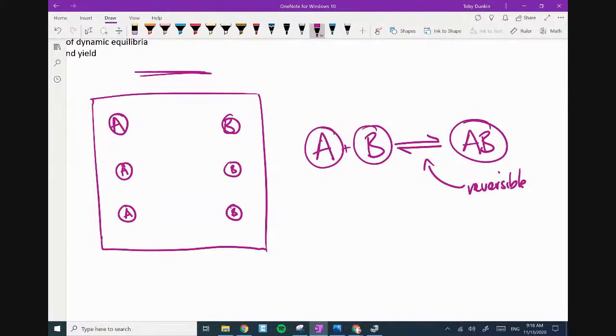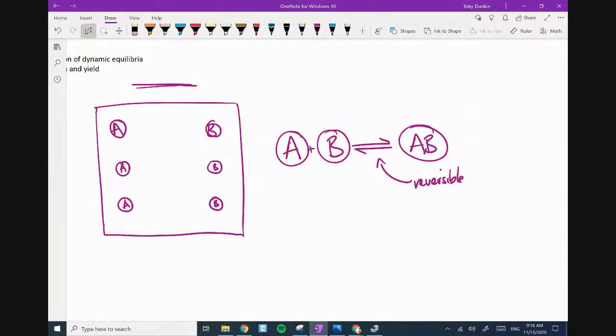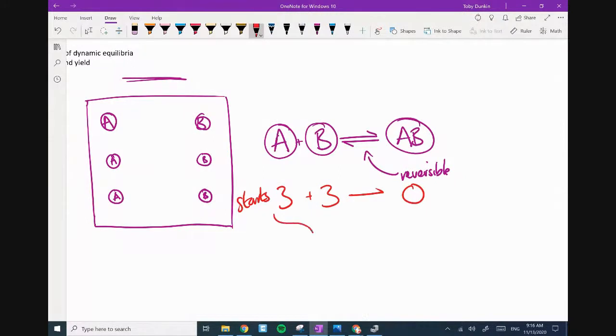It means reversible. Now, at the beginning of this reaction, I put in 3 A's and 3 B's, and this is where all chemistry starts. I've added 3 A's to 3 B's, and at the minute I have 0 ABs. I've added reactants, and at the start of any reaction we've got 0 products.